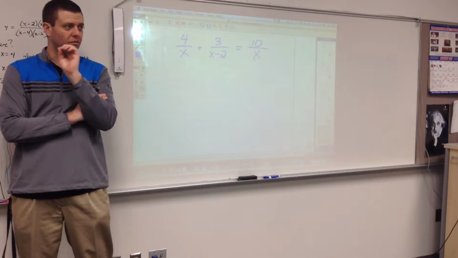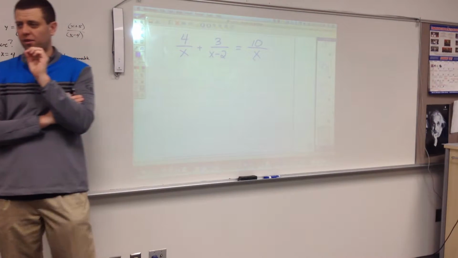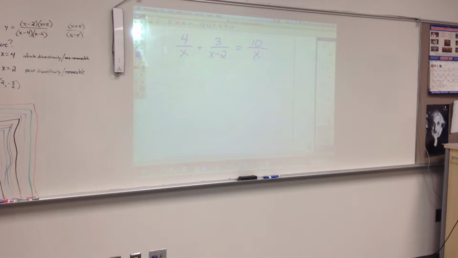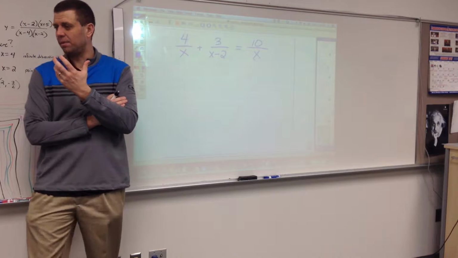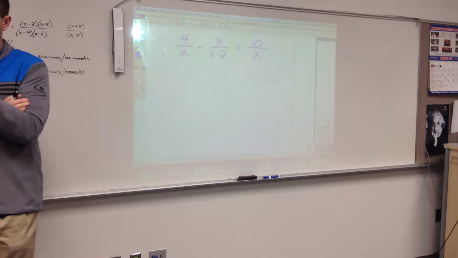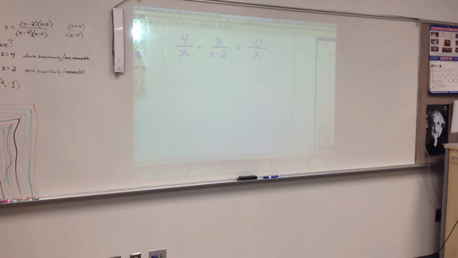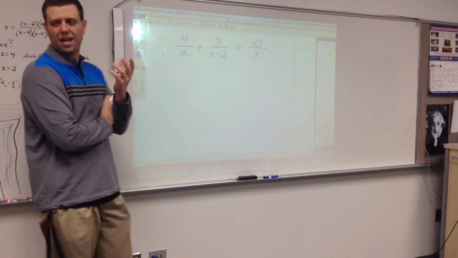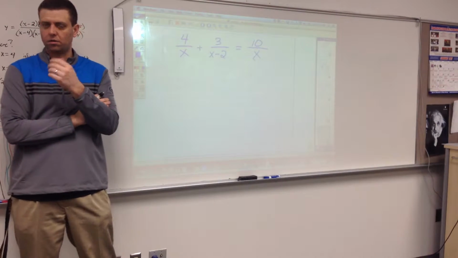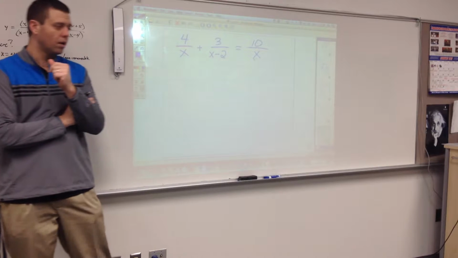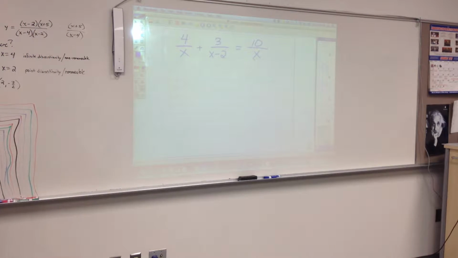You can still figure out what to multiply everything by that would get rid of the rational part. And that would be your least common denominator. If you multiply everything by the least common denominator, you will not have a rational equation anymore. What would our least common denominator be here?